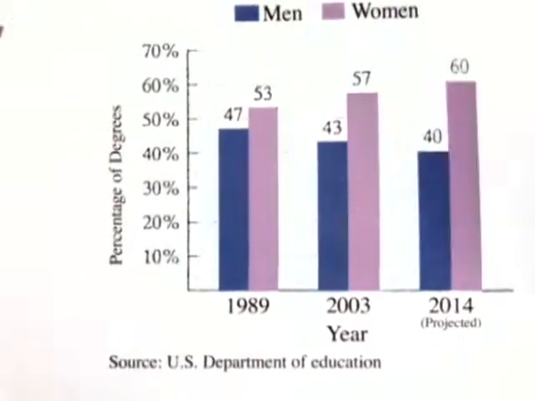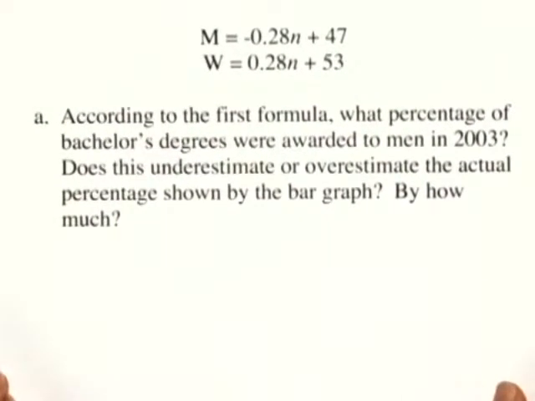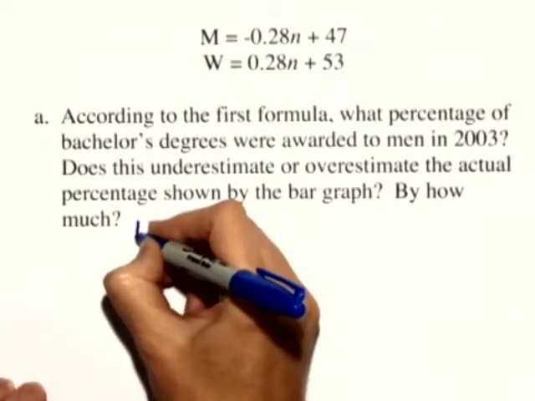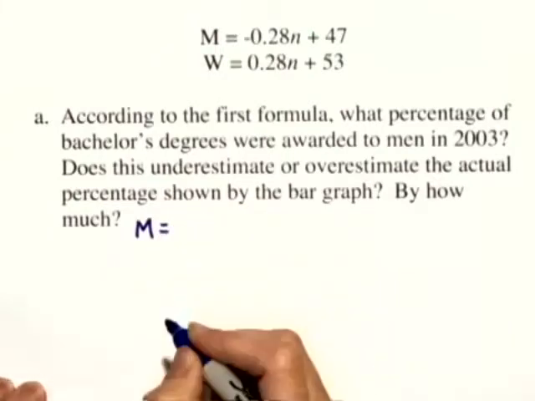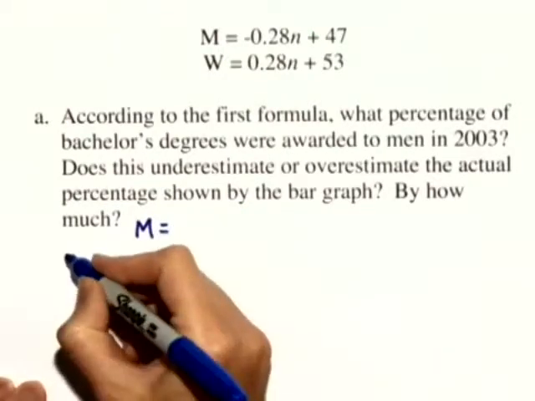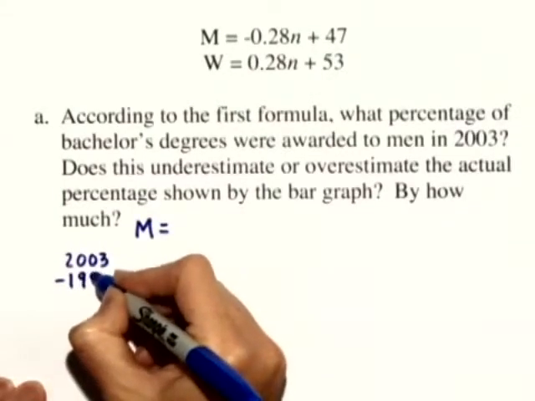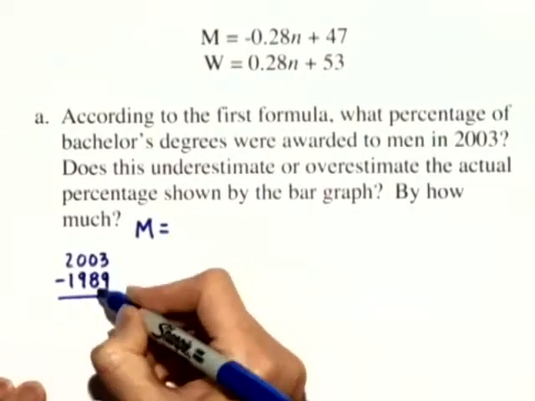Let's go to Part A. According to the first formula, what percentage of bachelor's degrees were awarded to men in 2003? Does this underestimate or overestimate the actual percentage shown by the bar graph? By how much? Well, the first formula shows the percentage of degrees awarded to men, and we're looking at 2003. We need to take 2003 and subtract 1989, because it's that many years after 1989.